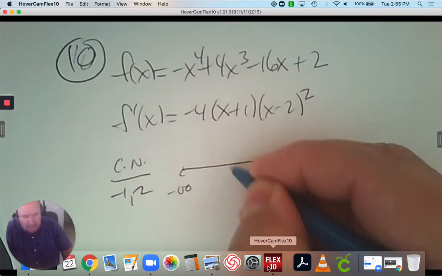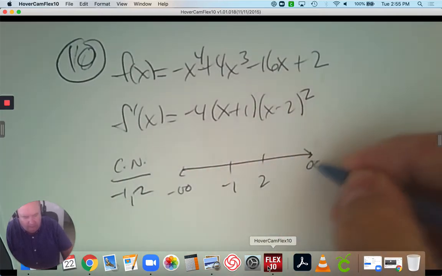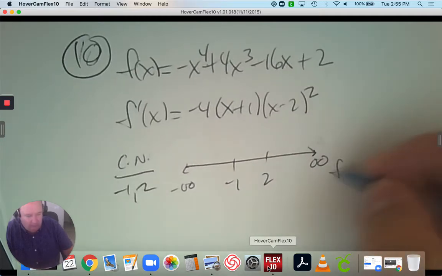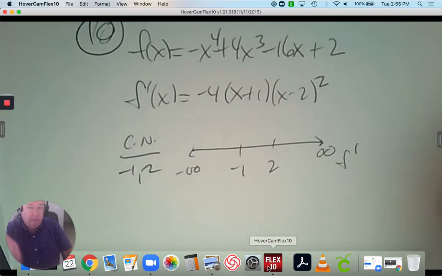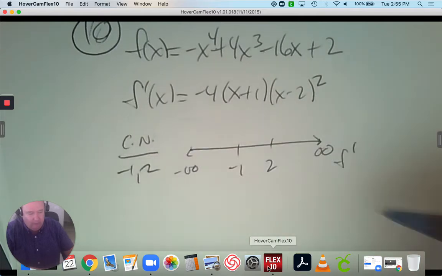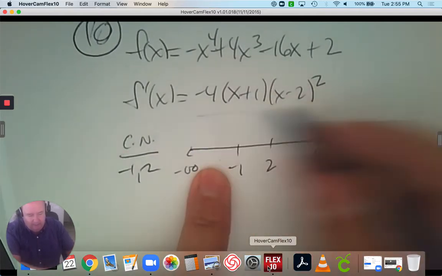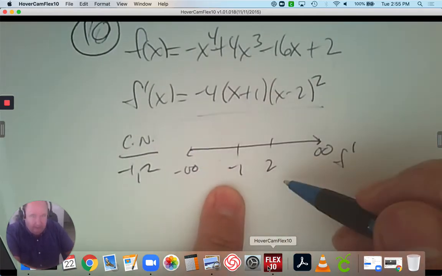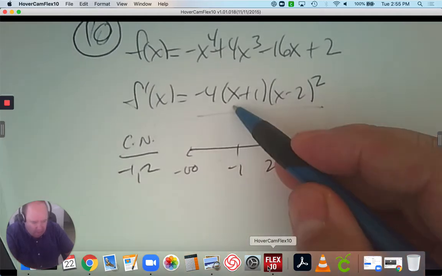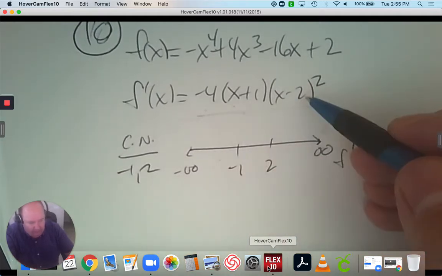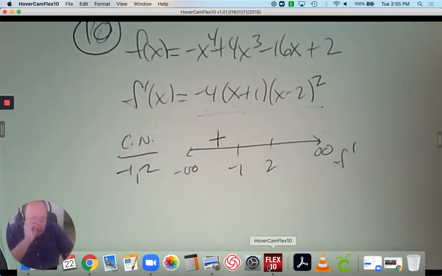So from negative infinity to negative 1, negative 1 to 2, and 2 to infinity, we're going to do our first derivative number line. We want to know where it's increasing and decreasing. So I want you to plug in a number that's less than negative 1. So let's say you pick negative 2. That'd be a negative times a positive. So you can tell that that's going to be increasing.